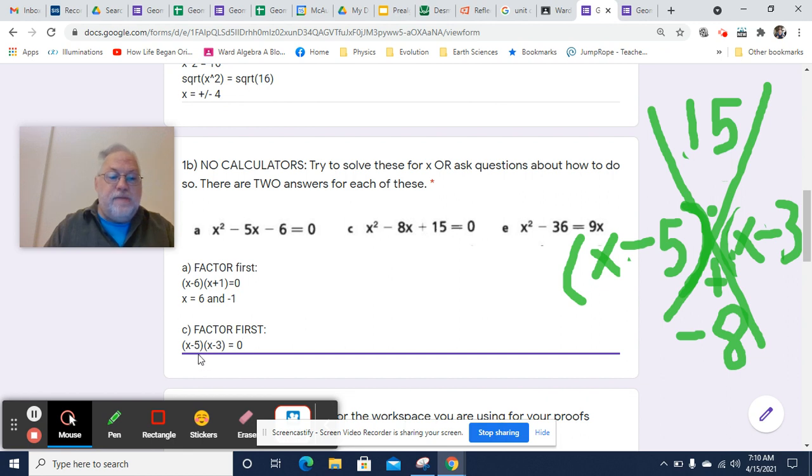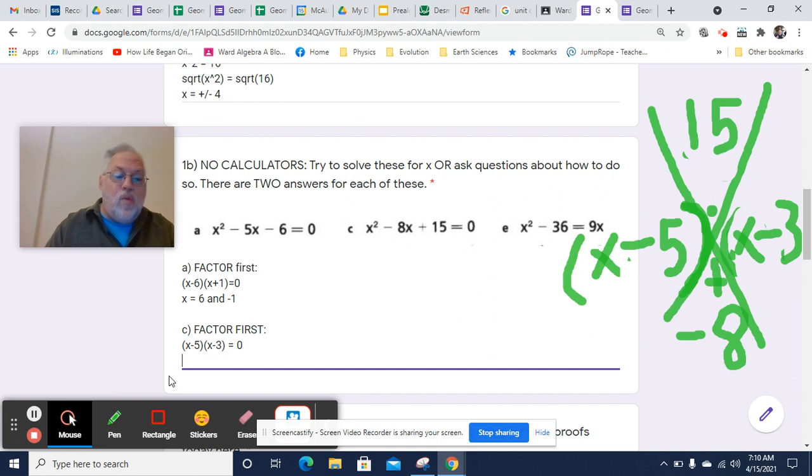If we multiplied that out, -5 times -3 would be 15. x times x would be x squared, and then we would multiply x times -3 to get -3x, and -5 times x, which will be -5x. Put those together, you'll get -8x.